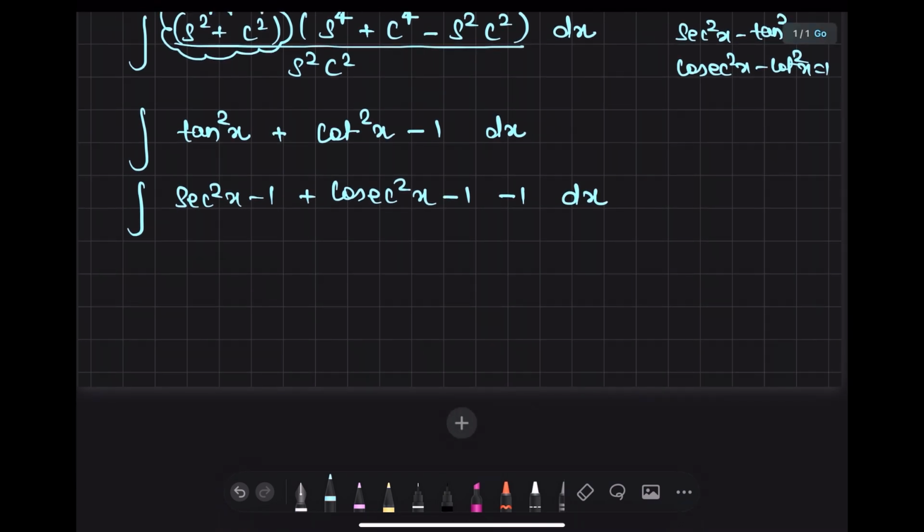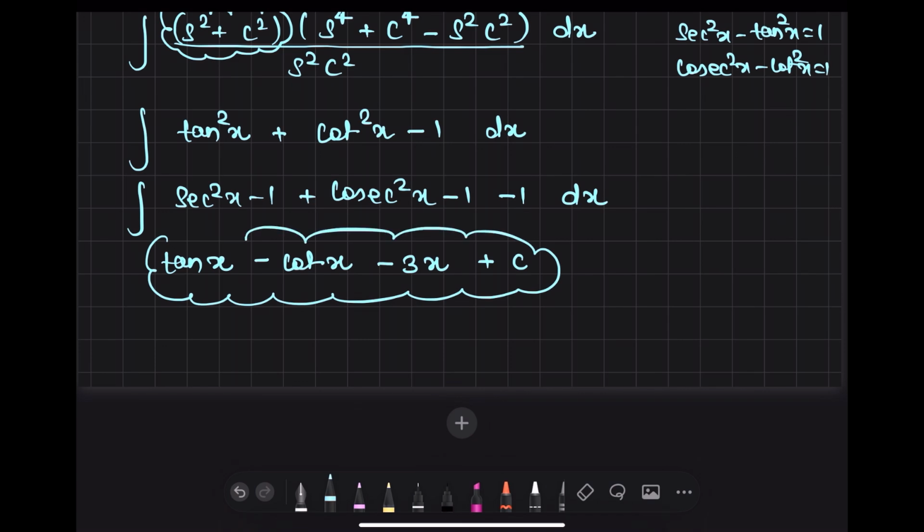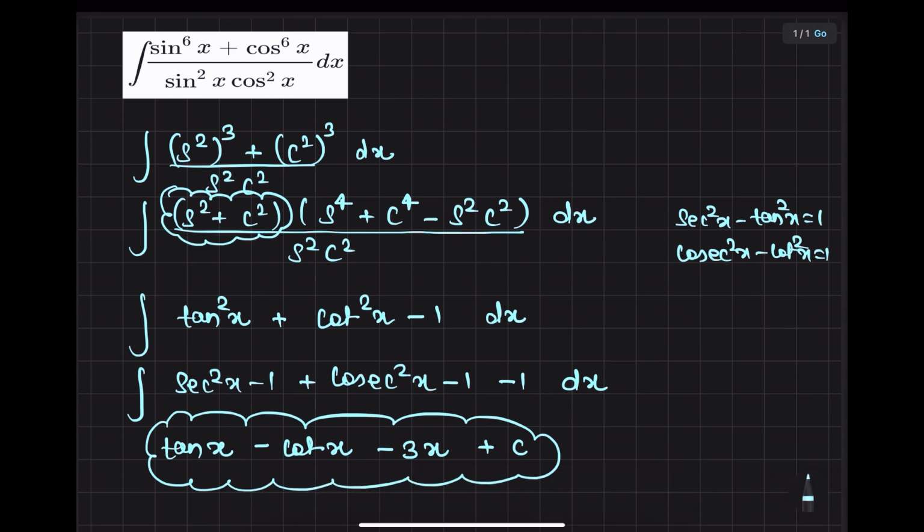Now the integration of sec^2 x is tan x. Now the integration of cosec^2 x is minus cot x, so we will have a minus. Now minus 1 minus 1 minus 1 is minus 3. So the integration of minus 3 is minus 3x plus c, which is the integrating constant. Therefore, the integration of the given function is this. I hope the idea is clear and you guys can handle similar situations.